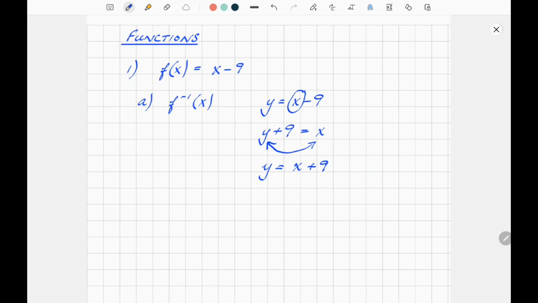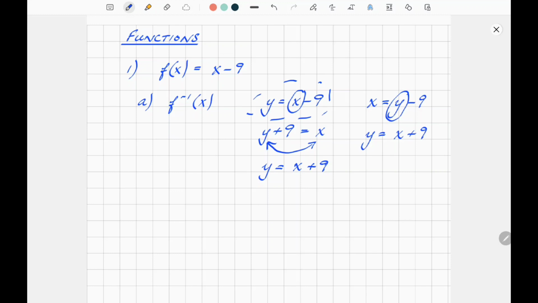There are two schools of thought on this. You could swap the x and the y right at the beginning and then rearrange to make y the subject. Or you can make x the subject and swap the x and y at the end. I'll show you both ways. From here, we could turn that into x equals y minus 9. I swap right at the beginning, and then get y on its own, which turns out to be the same thing, x plus 9.